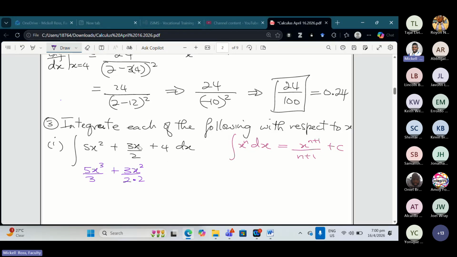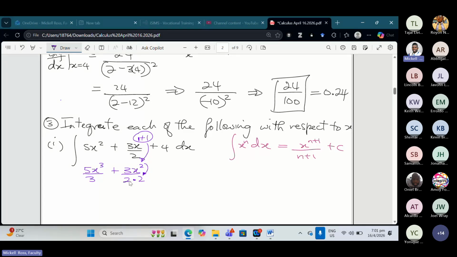You have 3x divided by 2, or 1.5x. This is the same thing as 1.5x. So the power here is 1. So you have to add 1 to the power, which is going to give us 2. And you also need to divide by the new power, which is 2. That does not interfere with the 2 that is already there.